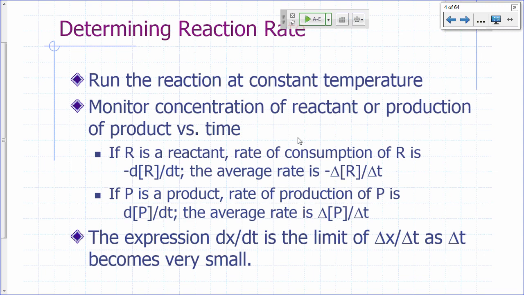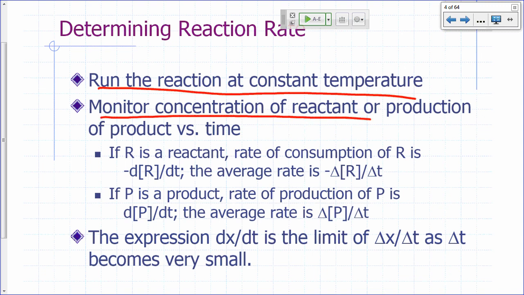Typically, when we do these things in the lab, we run the reaction at a constant temperature, okay? To make things simple, we want to minimize the variables when we're making measurements. So when we're measuring reaction rates, we generally maintain a constant temperature. We monitor the concentration of a reactant or product versus time, okay? So we look at the concentration.